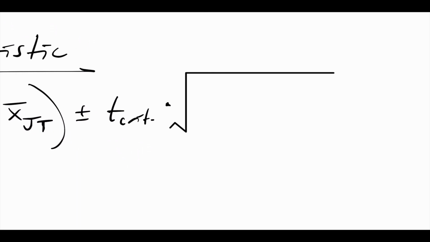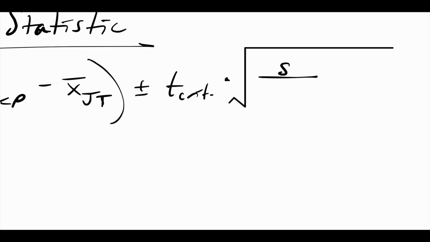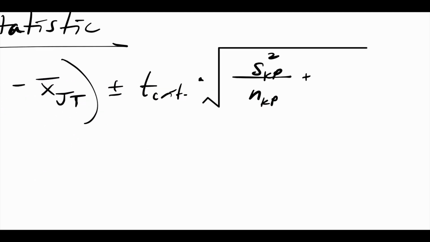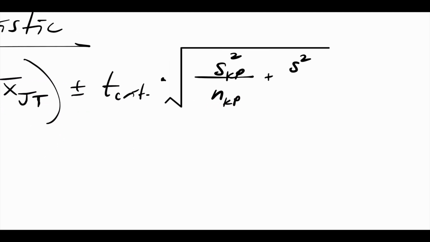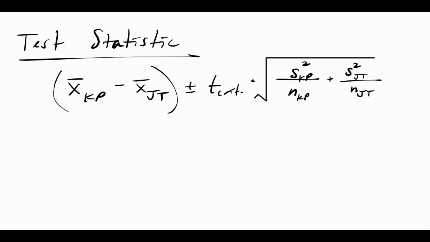All right, so standard deviation for the first guy, squared, over n KP, plus the standard deviation for JT squared over n JT. Okay. So if you choose to use 1 and 2, just stay consistent. If you choose to label them like I did, stay consistent.